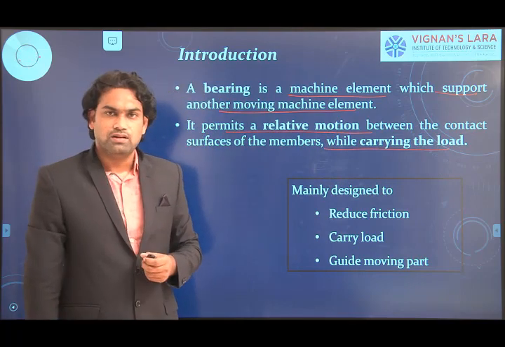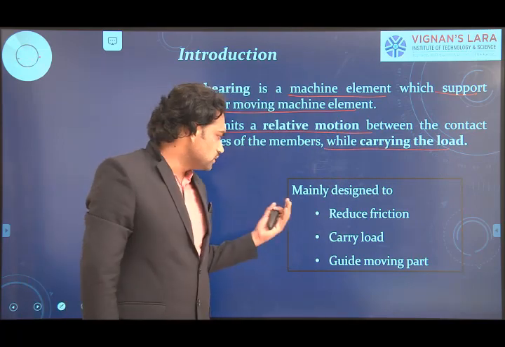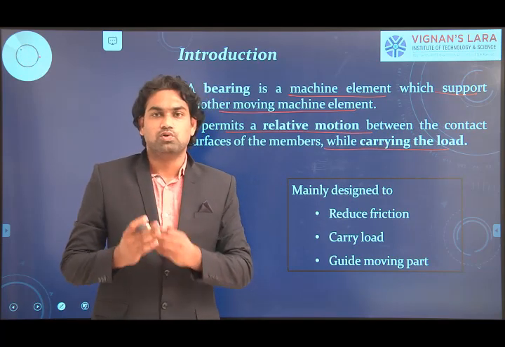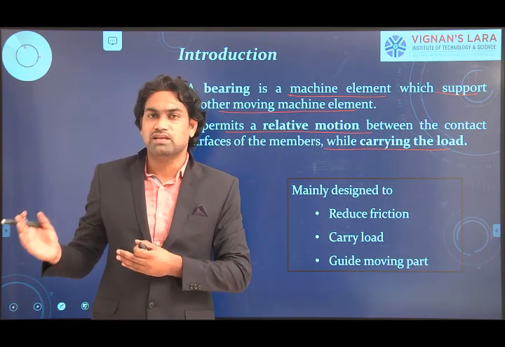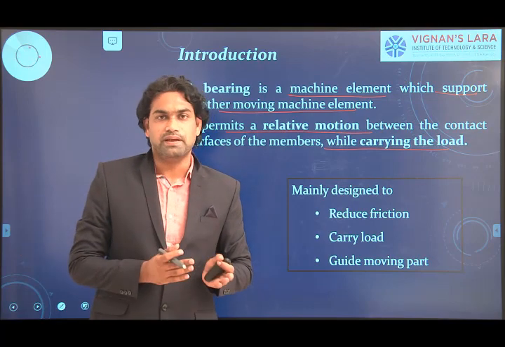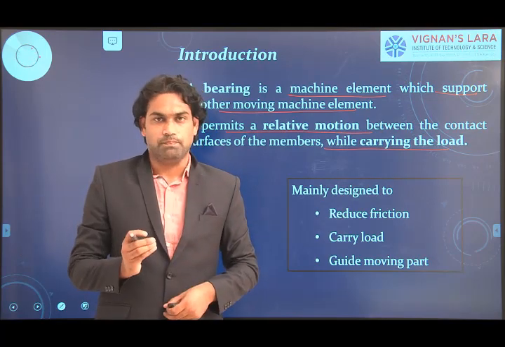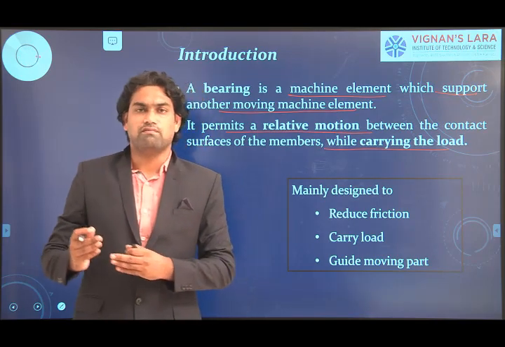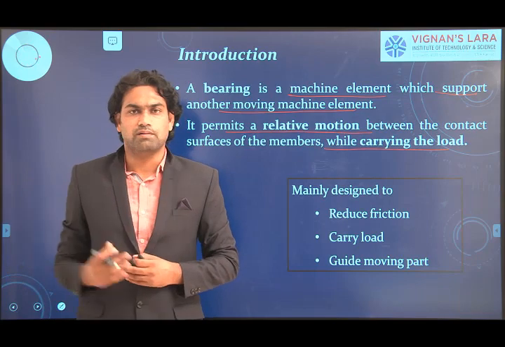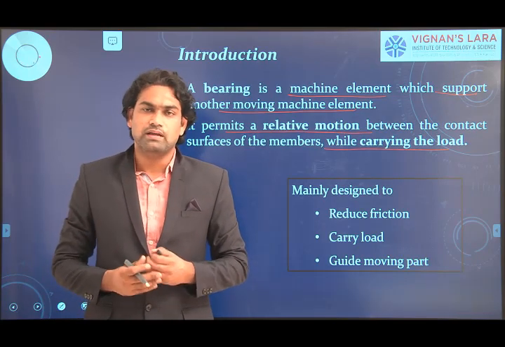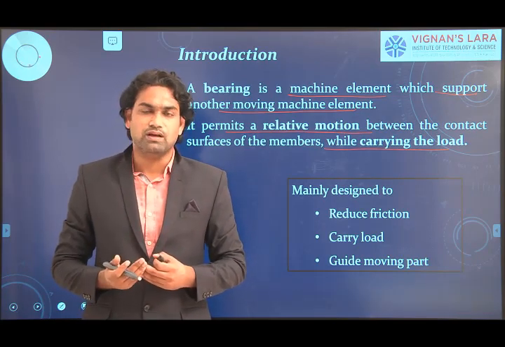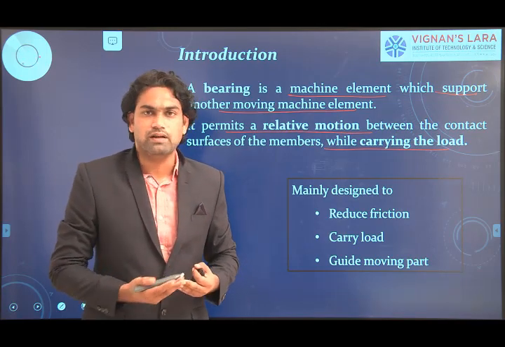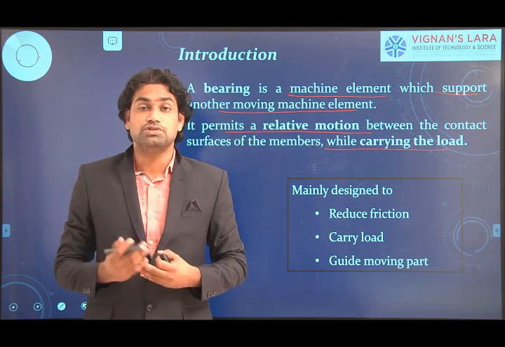As a designer, we are supposed to design bearings based upon three different criteria. One is to minimize the friction, so whenever the designer gives the design for the bearings, we should reduce the friction. As I said, there is always relative motion between the two components, the bearing and another machine component, so we should reduce the friction between them. Whenever two mating parts are there, friction is always present, and we should reduce that.